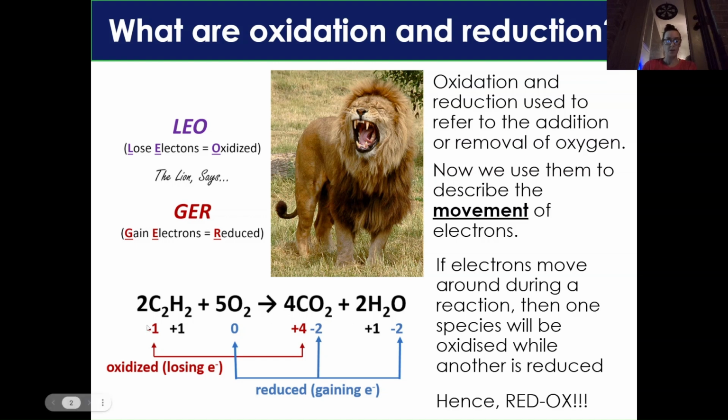Well, I can see that carbon went from a -1 over here in the reactant side to a +4 in the product side. So if you are getting more positive, that indicates electrons were lost, and therefore this ethine was oxidized. Looking at oxygen, you can see it goes from an oxidation state of 0 to -2 in both carbon dioxide and water. So because that oxygen is getting more negative, then it is gaining electrons. So the oxygen is reduced and the ethine is oxidized.